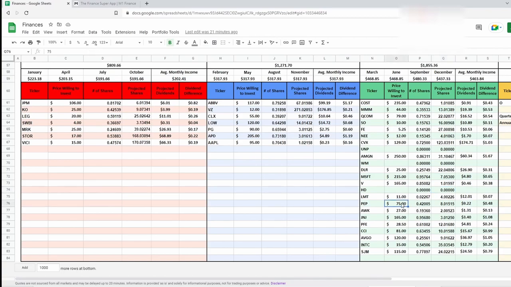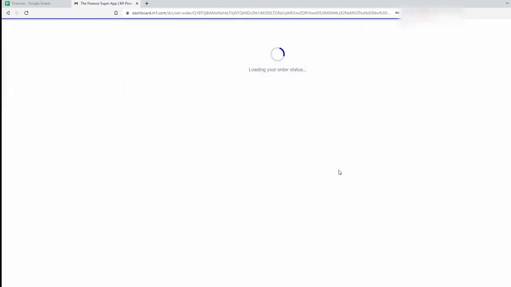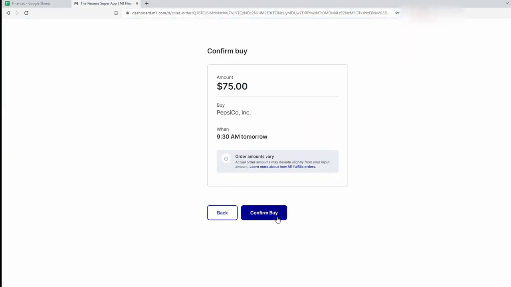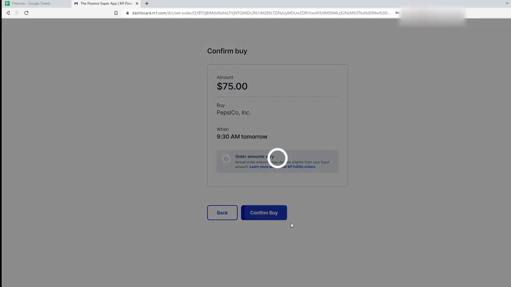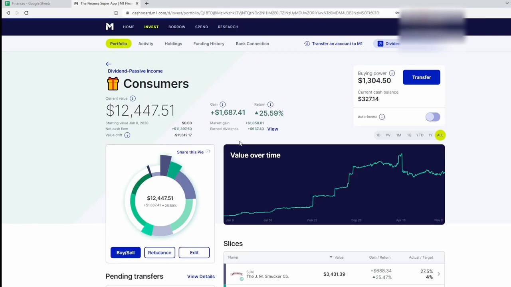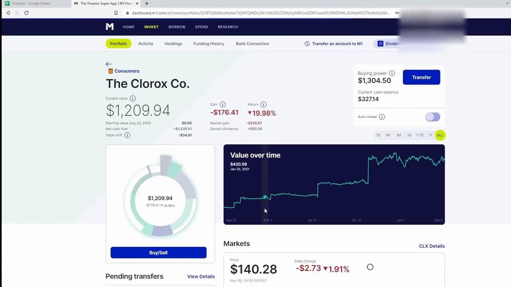So for Pepsi, I have to put in $75, okay? So let's buy Pepsi. We got, as long as this loads, $75. Very, very nice.